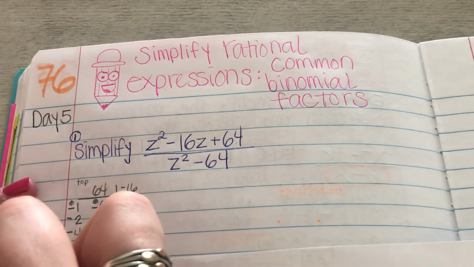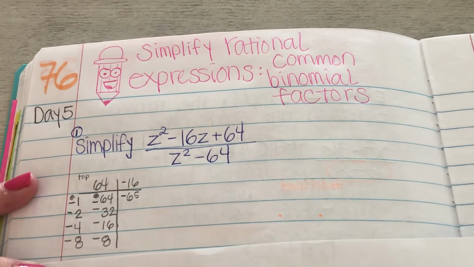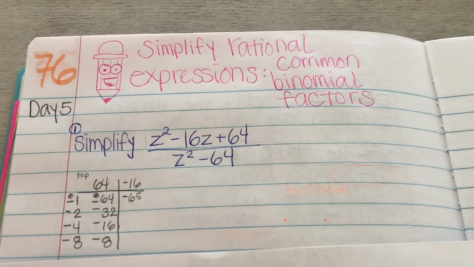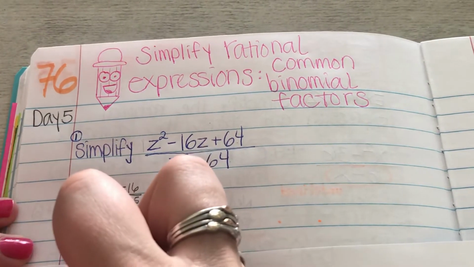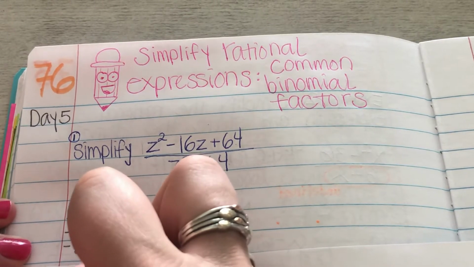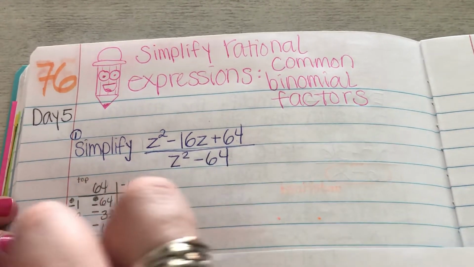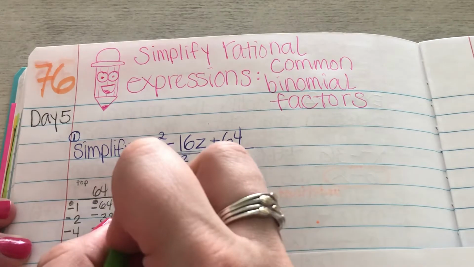Everybody down this row is negative. Everybody down that row is negative. Once you get really good at this, you'll be able to find right away, just like that, which one adds to negative 16. But until then, I'm just going to keep adding. So negative 2 and negative 32 is negative 34. Negative 4 and negative 16 is negative 20. And negative 8 and negative 8, there's my negative 16.